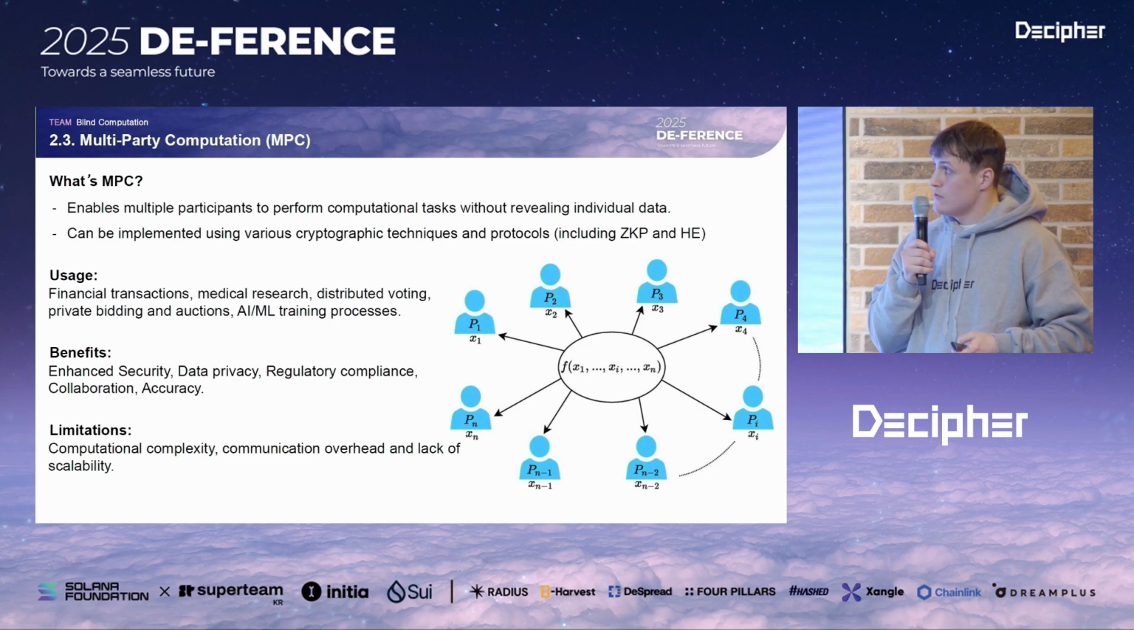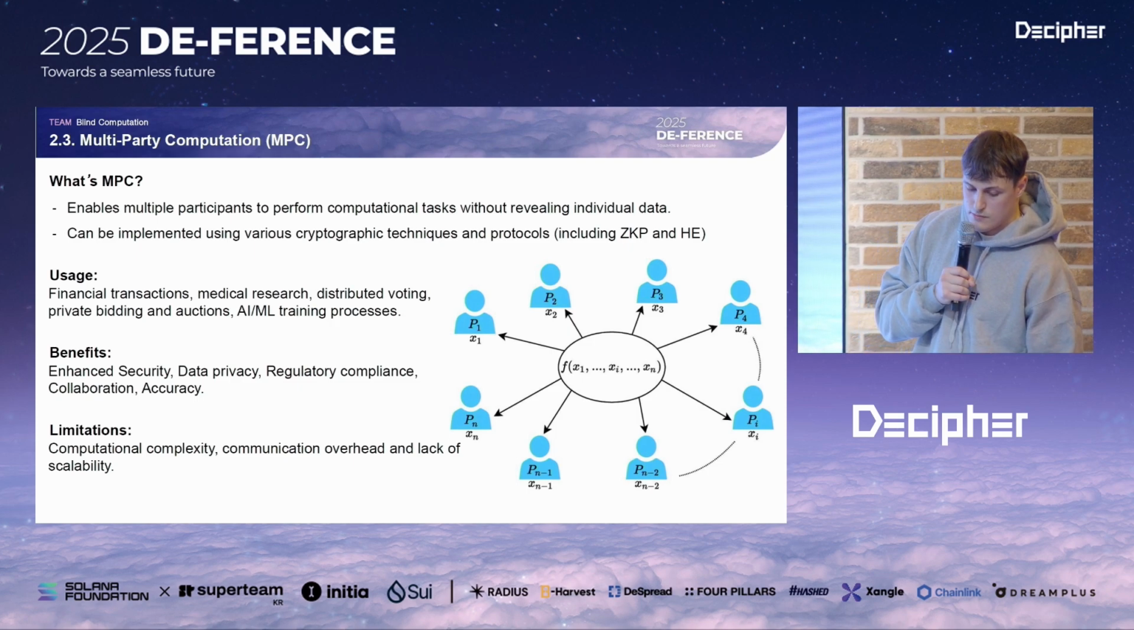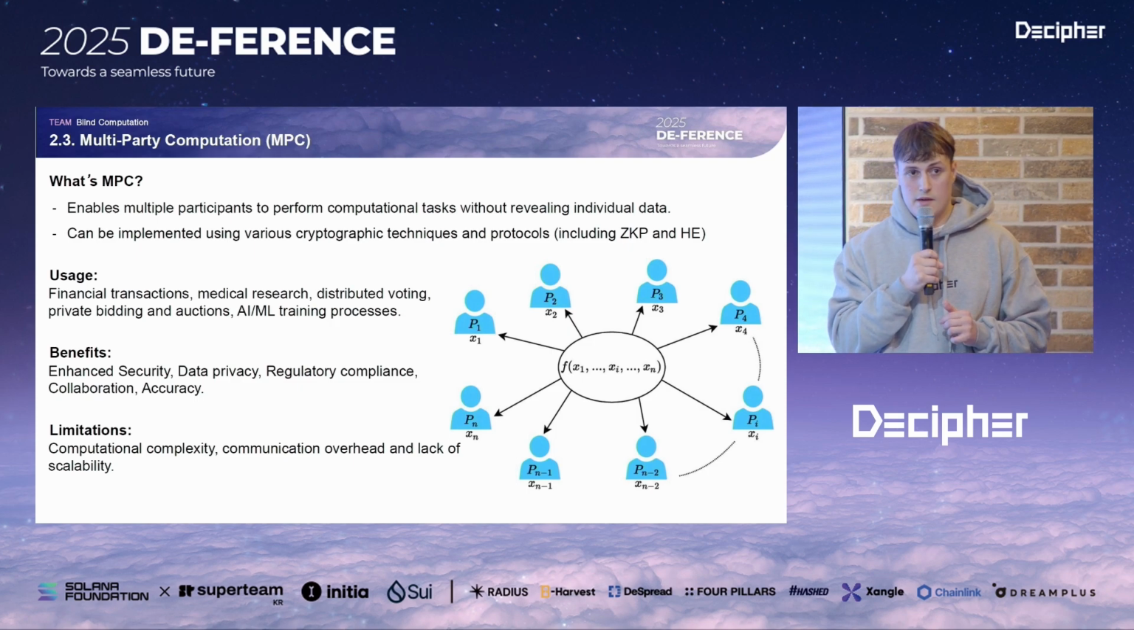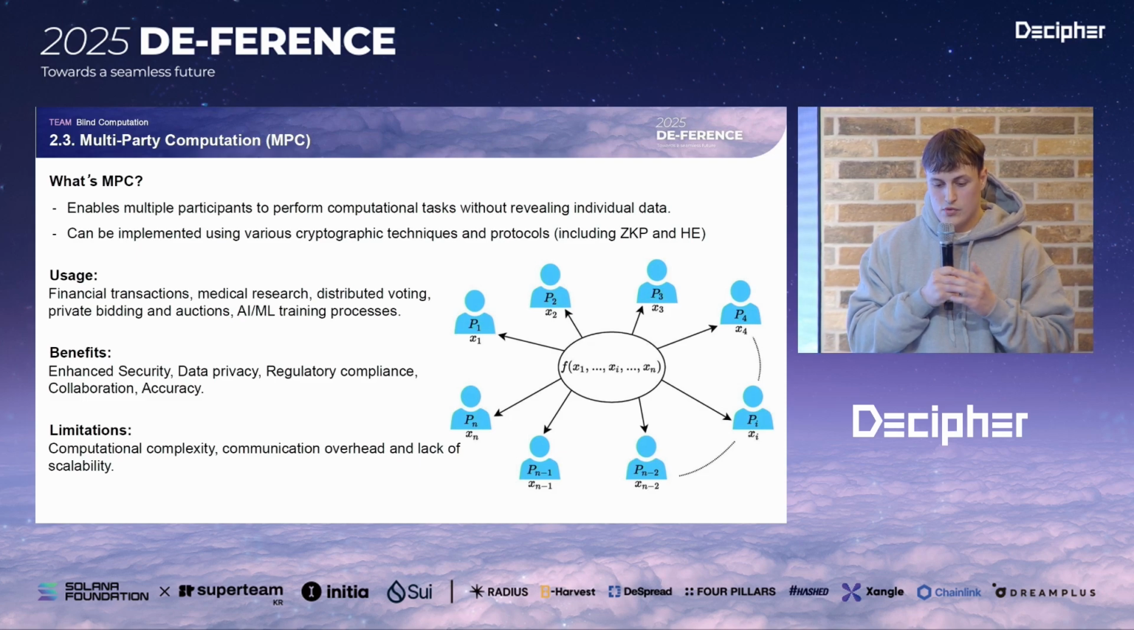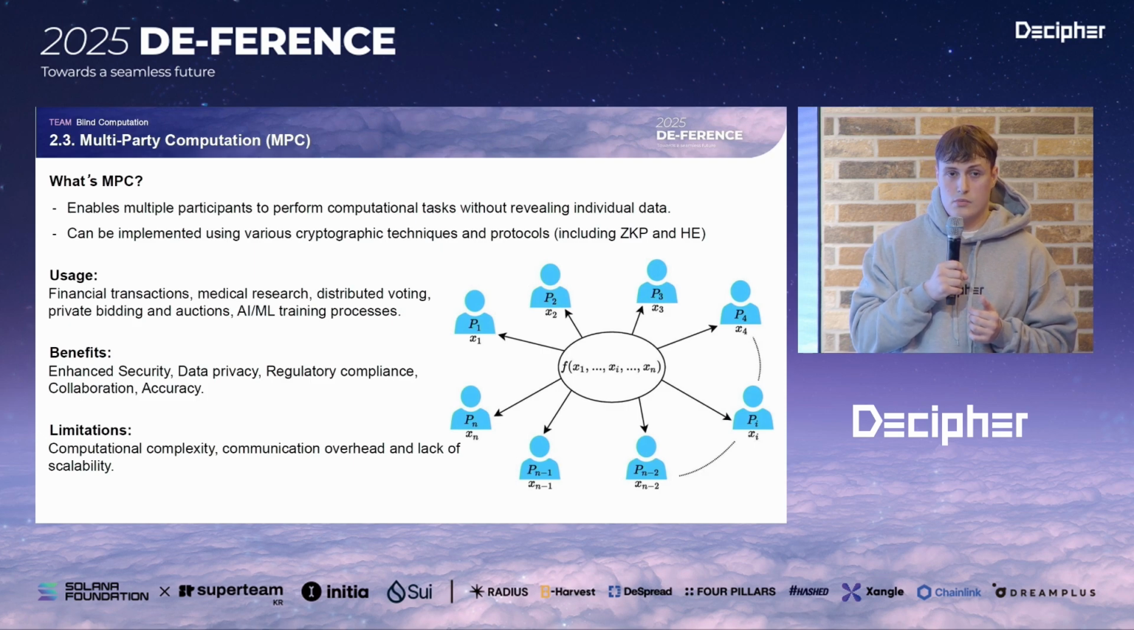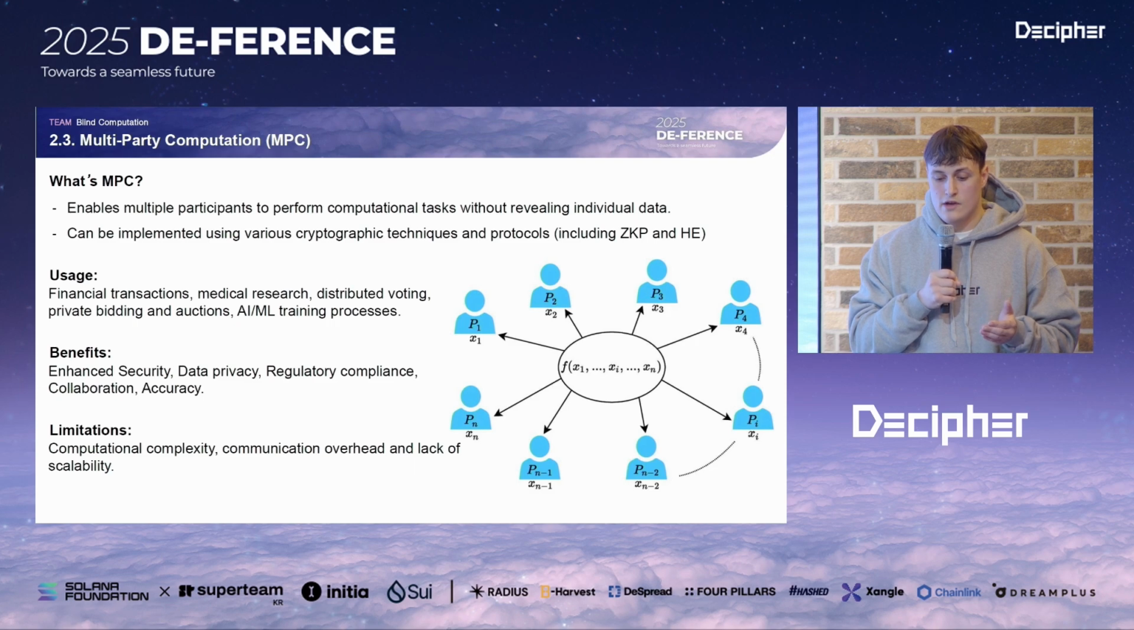The last technology we will talk about today is called multi-party computation, or simply MPC. It enables multiple participants to perform computational tasks without revealing individual data. Usually, it's implemented using various cryptographic techniques and protocols, including secret sharing, homomorphic encryption, and even zero-knowledge proofs.